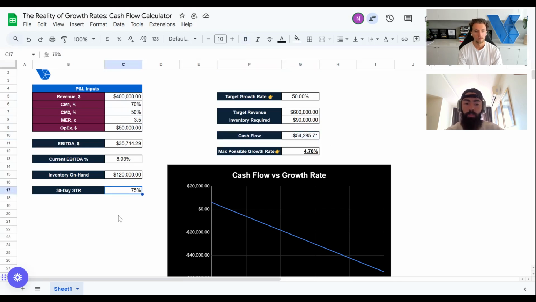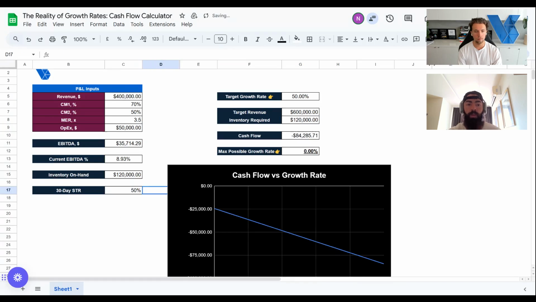But let's make it a little bit more reasonable, because 75 is quite aggressive. Let's say 50%. So you need $84,000 cash to grow at 50% month over month with your current sell-through rate. Now, if we wanted to repeat that growth rate for 2 months, we would need double this, right? So we would need $160,000.